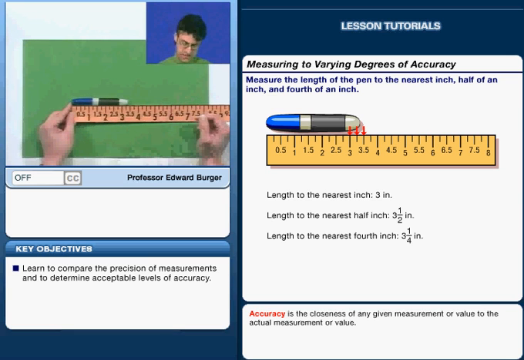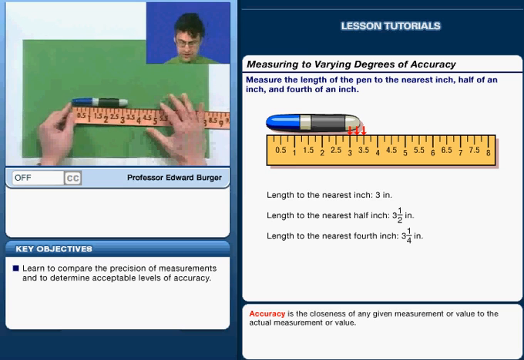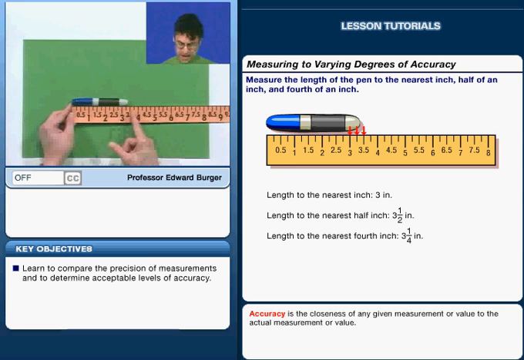So does that mean that my original answer of 3 was wrong? Well, for the exact length of this, yes, it's not exactly 3. But if we were just asked to measure it with a degree of accuracy of inches, then the correct answer is 3. Half inches, it would be 3.5, and quarter inches would be 3 1/4.